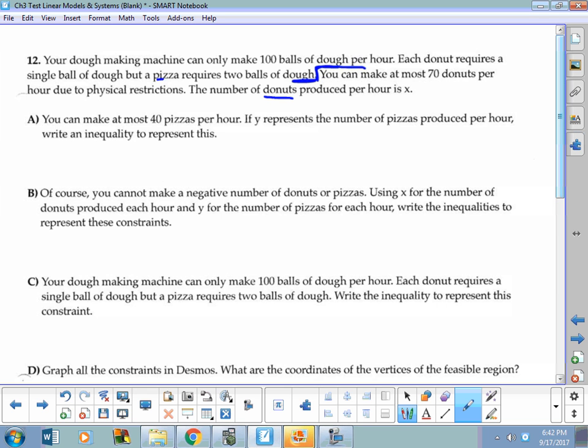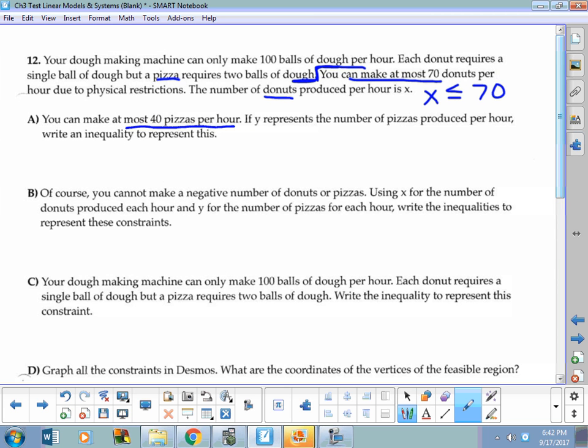We got donuts, we got pizza, and a lot of information that you can't really handle all at once. You have to break it down. So I see that I can make at most 70 donuts. I know from pre-reading this, I guess that is not its own question, but the number of donuts cannot be greater than 70. So it didn't ask you to write that, but you can just put that up there.